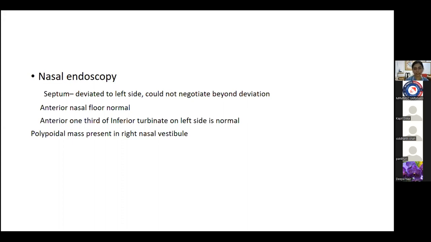Can you see malignant transformation of inverted papilloma on MRI? So in CT scan, we can see the malignant transformation. In MRI, there will be the cerebriform pattern, but in CT scan, we can see the malignant transformation.